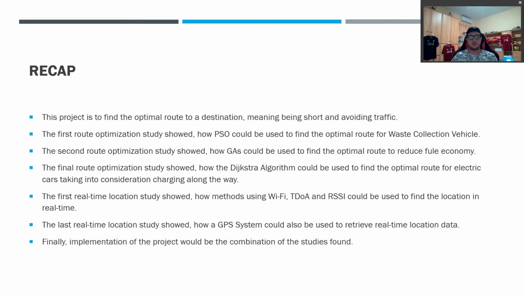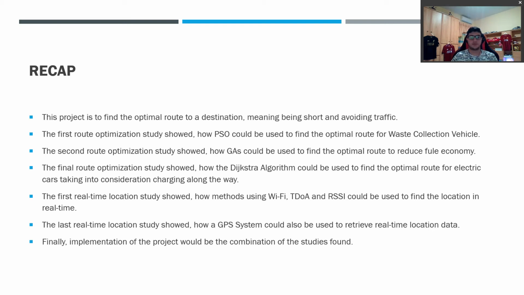The first route optimization study showed how the PSO algorithm could be used to find the optimal route for waste collection vehicles. The second route optimization study showed how GAs could be used to find the optimal route to reduce fuel economy. And the final route optimization study showed how the Dijkstra algorithm could be used to find the optimal route for electric cars, taking into consideration charging along the way.